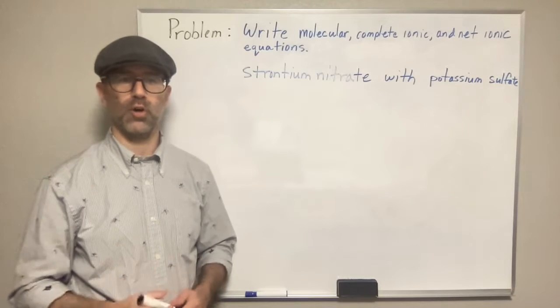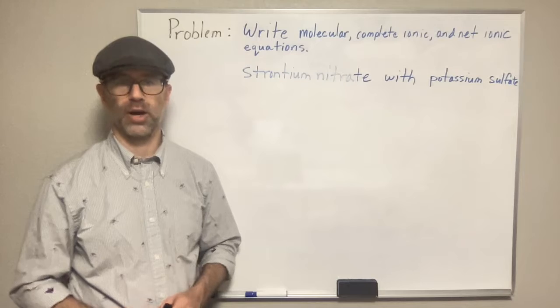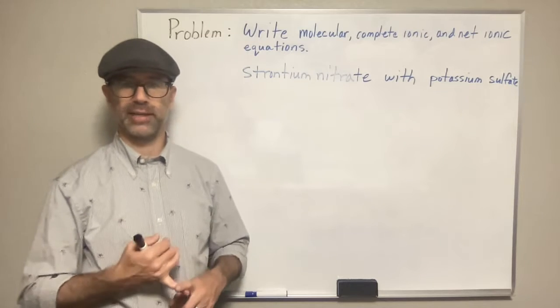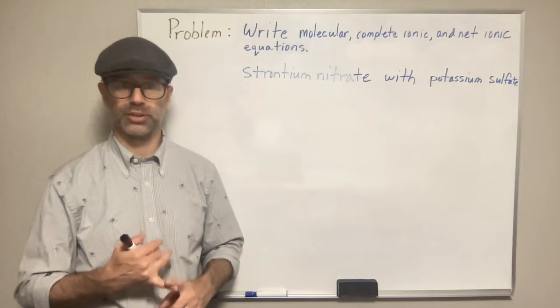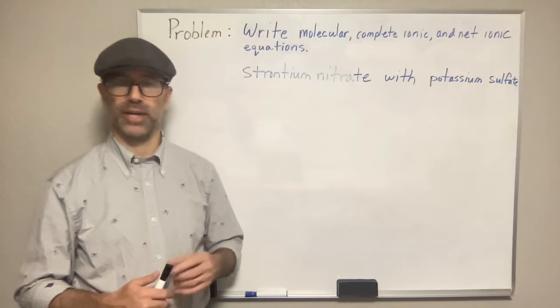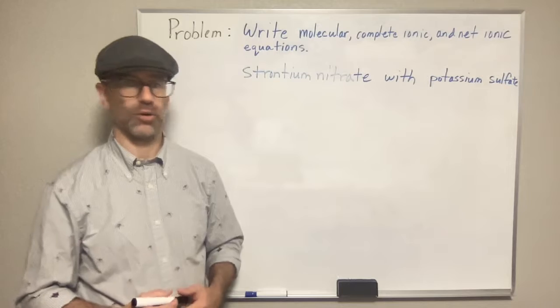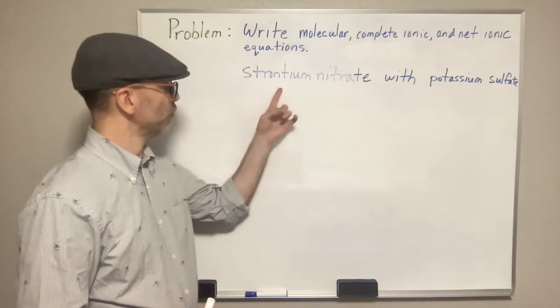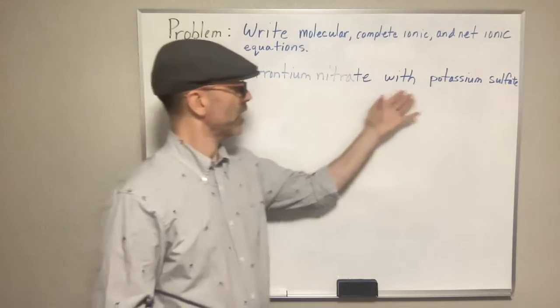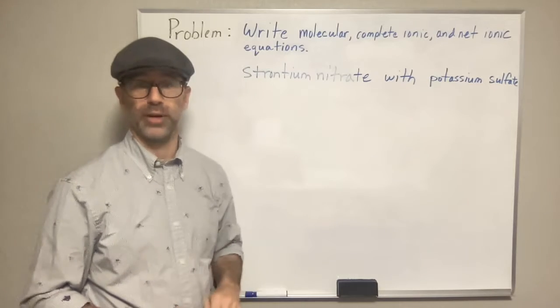My name is Mr. Covalt, and in this video I'm going to show you how to write the molecular, complete, and net ionic equations for the reaction of strontium nitrate with potassium sulfate. So let's get into this. Okay, so here we have strontium nitrate with potassium sulfate. Those are our two reactants.